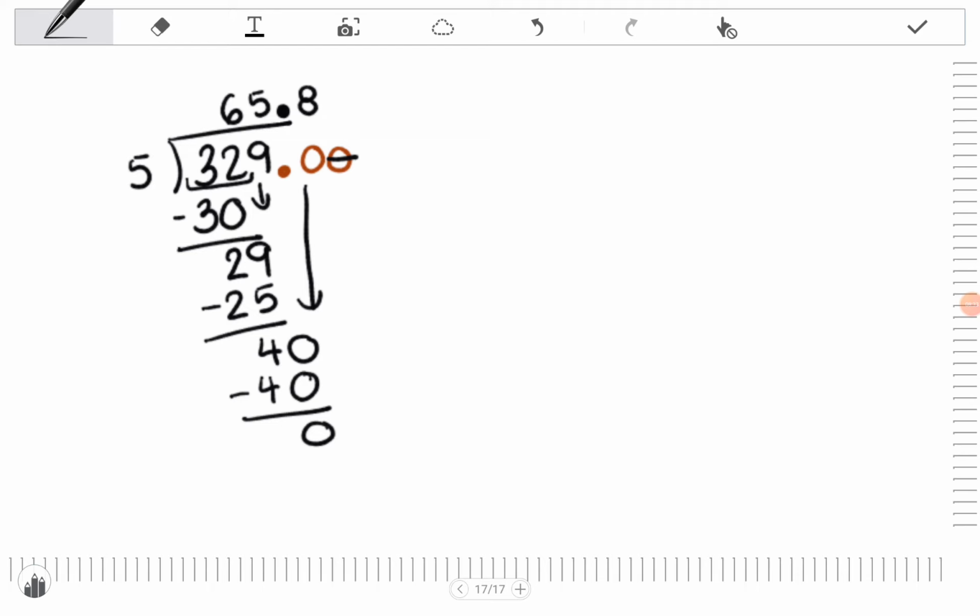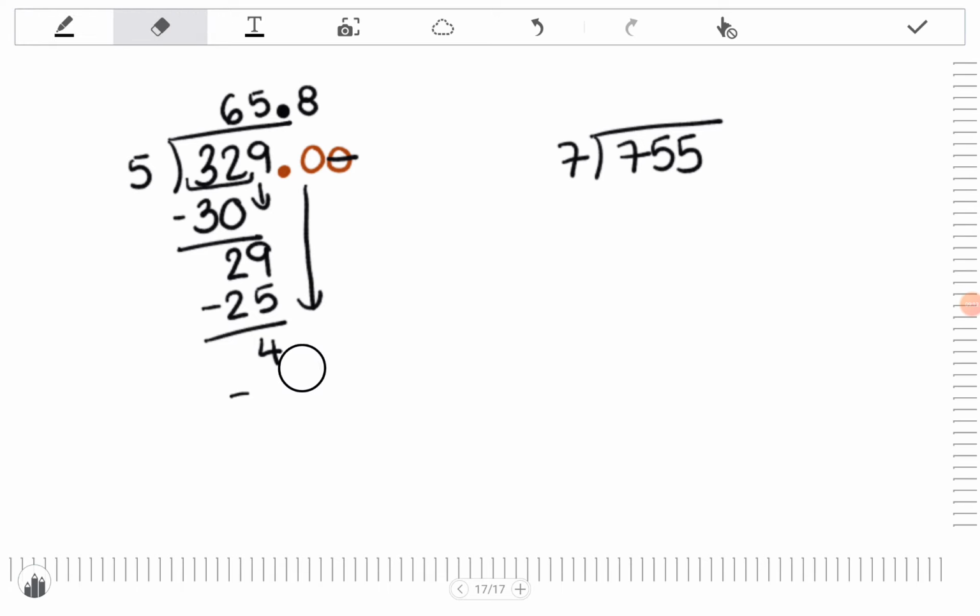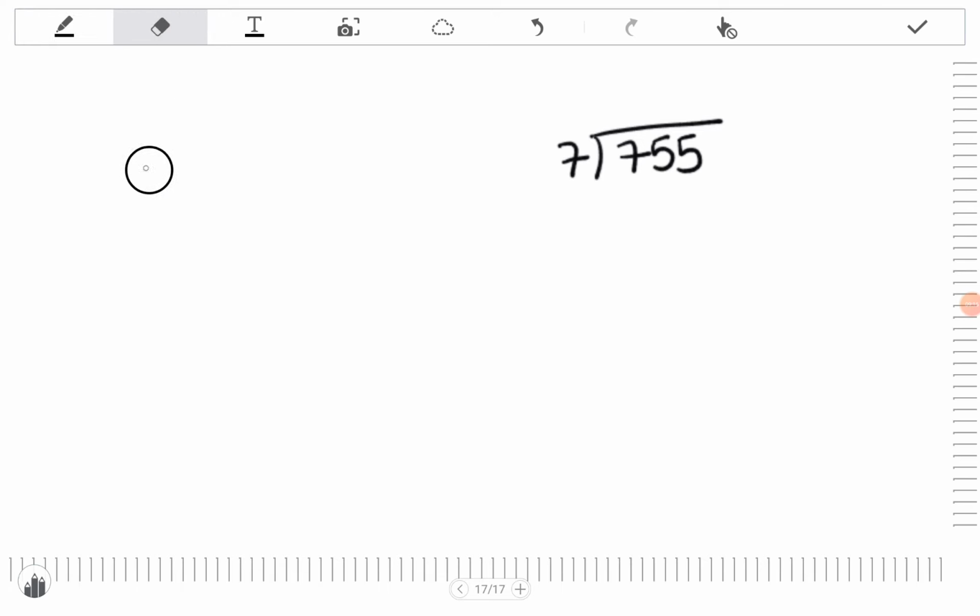329 divided by 5 is 65.8, or 65 and 8/10. You already know how to read decimal numbers, right? Okay, now let's see another example. Let's say that we want to divide 755 divided by 7. And I'm going to erase the other one for you to concentrate on the new example.